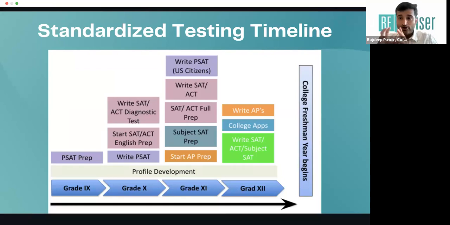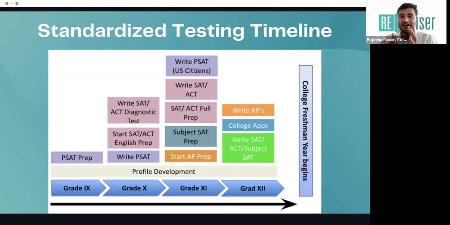Now, when can you write your AP? That's an important question. AP scores are valid for 5 years. Please note, AP scores are valid for 5 years. Students can write APs as early as grade 8, grade 9, grade 10, grade 11, or grade 12. So we recommend students start as early as grade 9.